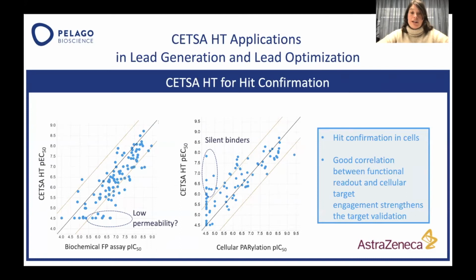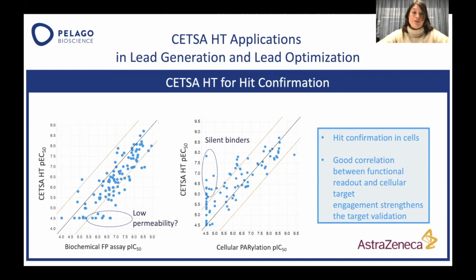Secondly, there's a correlation between the CETSA HD data and a functional assay, in this case, a cellular phosphorylation assay. First of all, I could say there's a good correlation. Of course, this is something that strengthens the target validation, giving you confidence that the effect you see in the functional assay is due to compounds acting on the target.